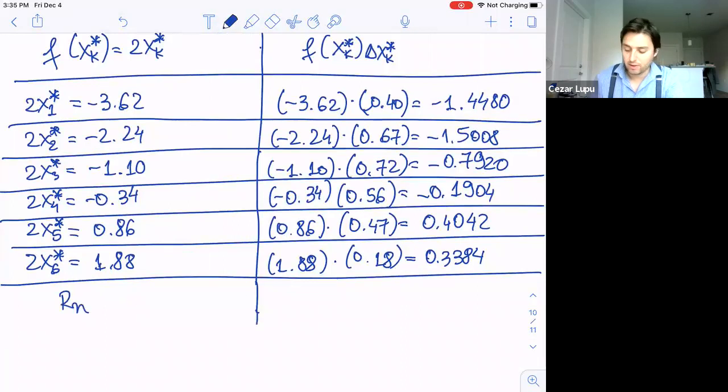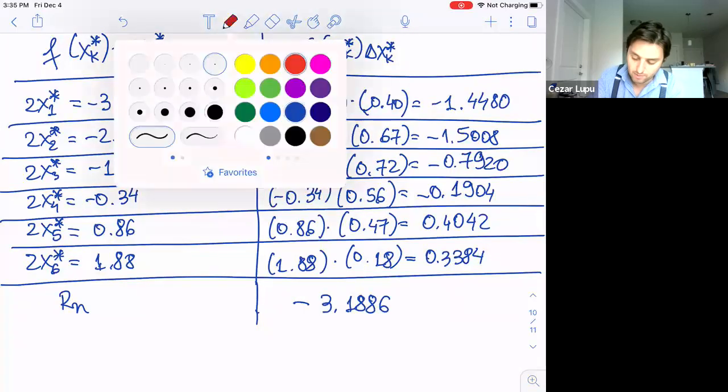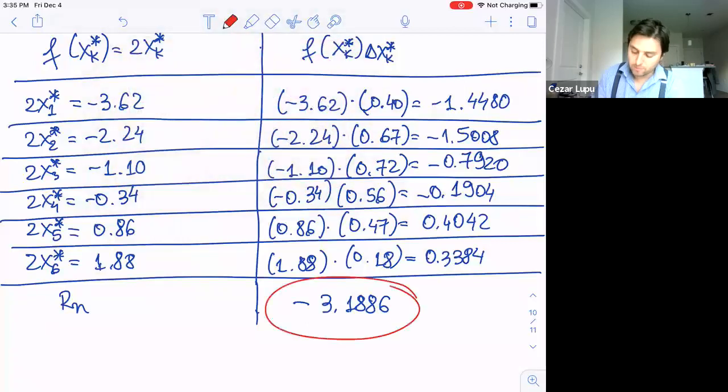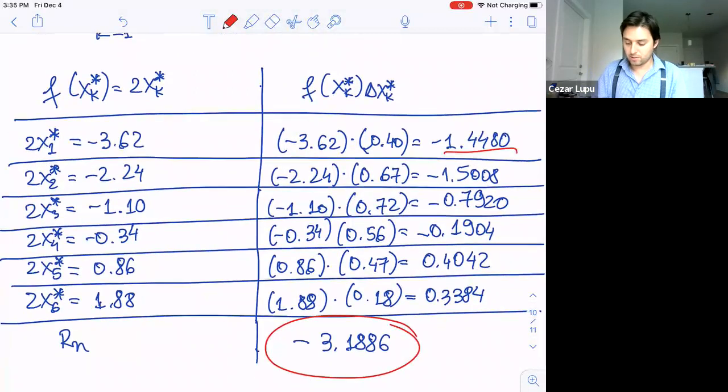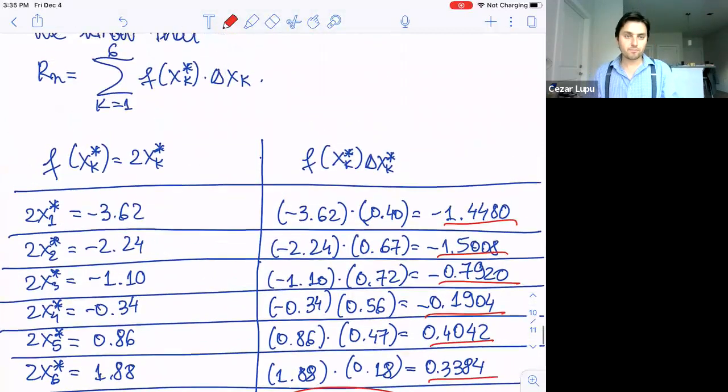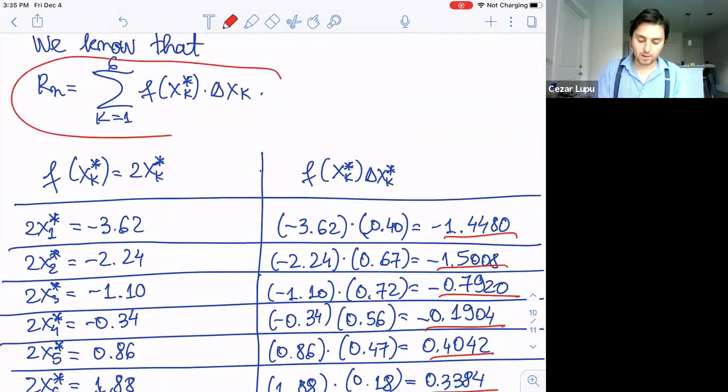All right. And now we're going to compute the Riemann sum. So the Riemann sum will be nothing else than just the sum of this. And thank God I haven't written in my notes because I didn't want to use the calculator. So the result, by summing all these numbers here, will be negative 3.1886. All right, so this is the result. So you see, we just add all these numbers here, this one, this one, this one, this one, this one, and this one, and you will get this result, right? Because the formula is given by this, keep that in mind.